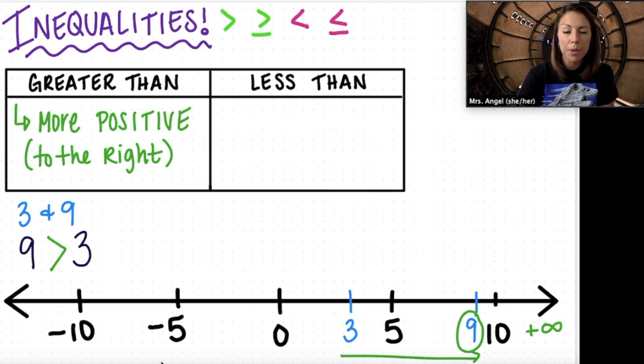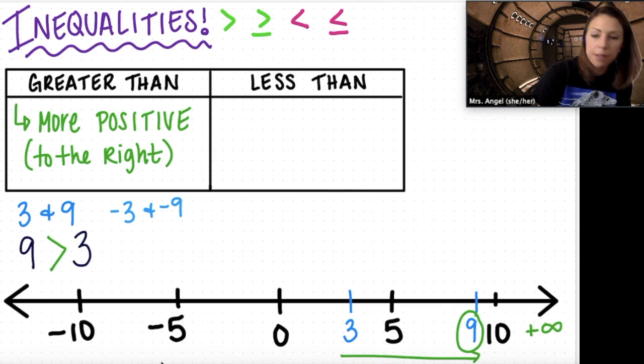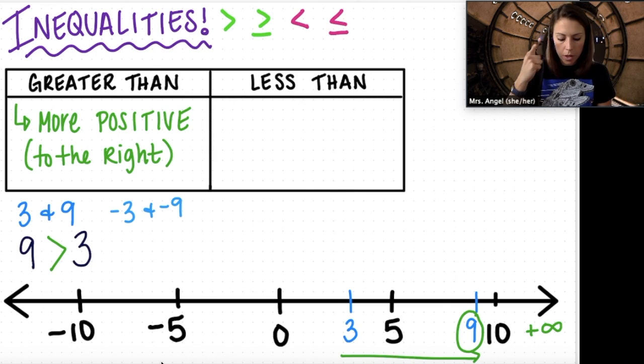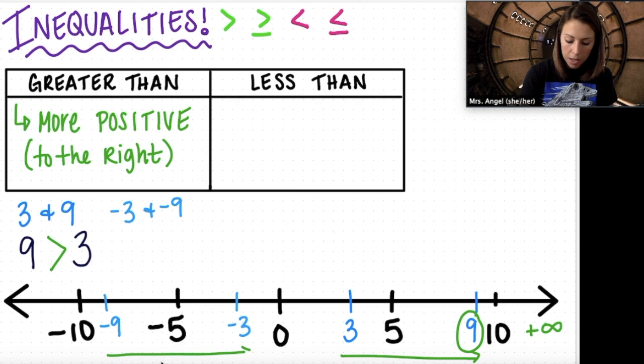Let's look at another example that's a little bit tougher. What about -3 and -9? Now, most of us, again, think, well, -3 is the smaller number, -9 is the bigger number, so -9 is greater. But be careful here. That's what your brain wants you to think. Let's put them both on a number line. Here's where -3 is, and -9 is somewhere around there. And remember, greater means more positive, to the right of. So as I'm looking along here, -3 is closer to positive infinity, which means -3 is actually greater than -9.